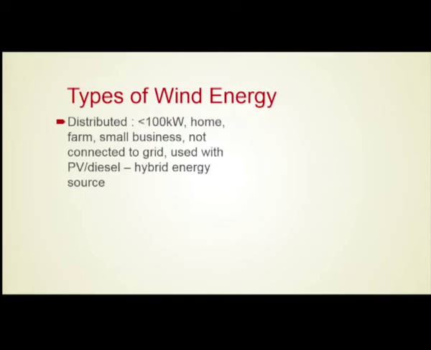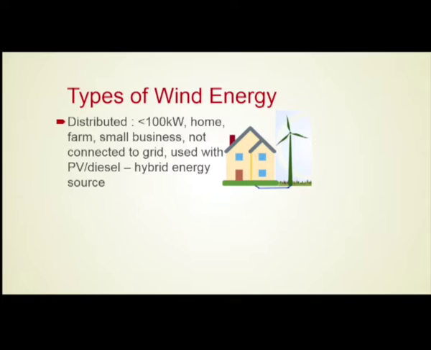The wind energy is produced or used in different ways. What are the types of wind energy generators? If we see according to the power output, electrical power generated from the wind, we can have three types. First one is distributed wind energy generator, and it is for generating a power less than 100 kilowatt. It is used for a home or farm or small business. It is standalone, that means it is not connected to the power grid.